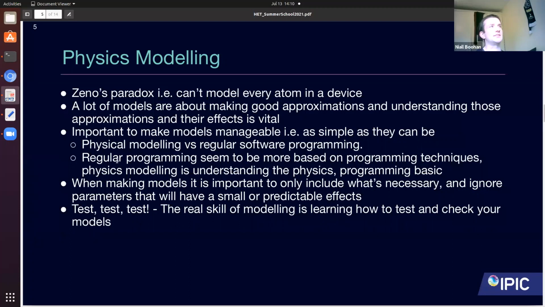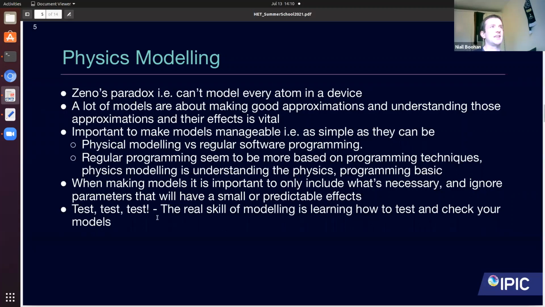Yeah, only include what's necessary and leave out parameters that will have a small effect or a predictable effect. So something like temperature might have a predictable effect, so you might leave it out. Now, in some cases, temperature can have a huge effect, so you might want to include it. Or something like dispersion, dispersion in optics.